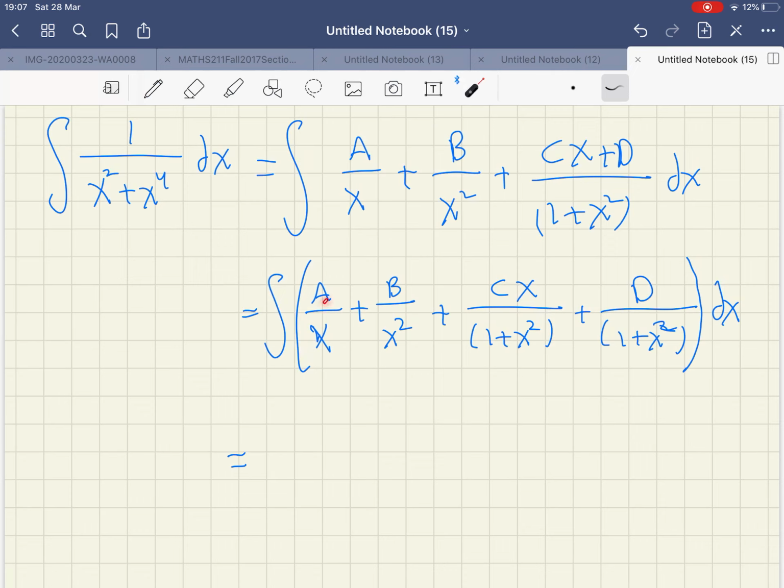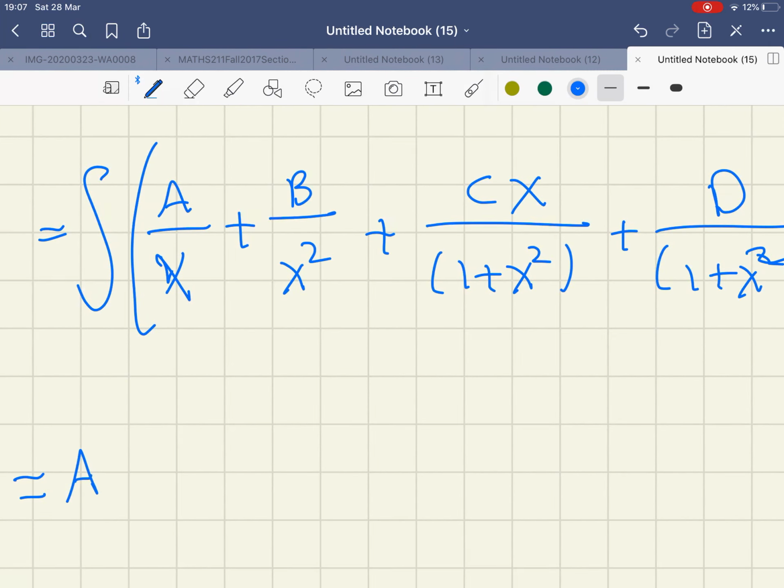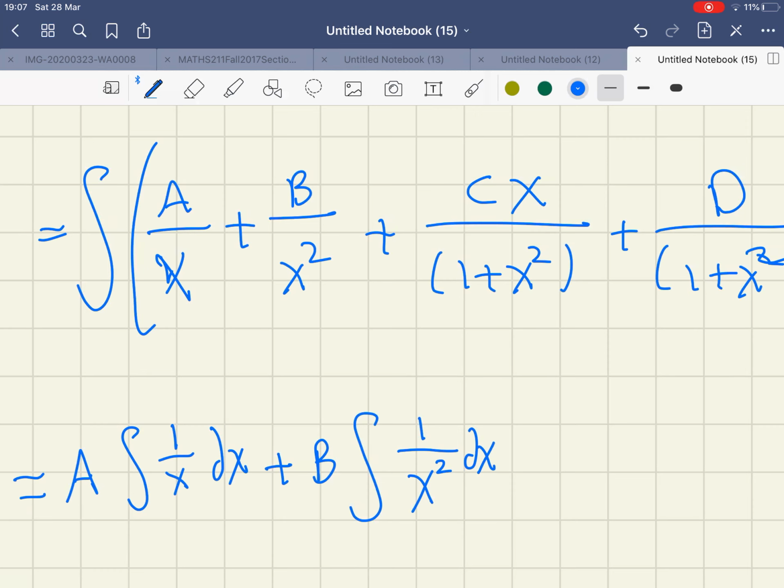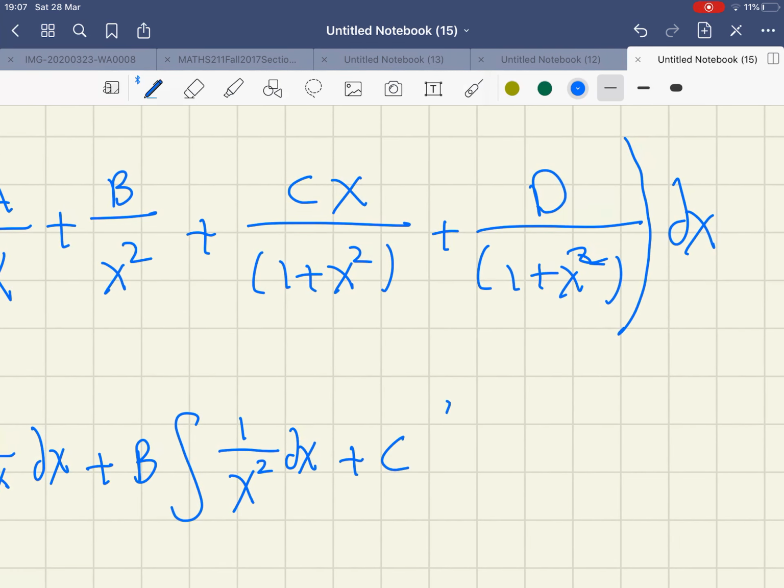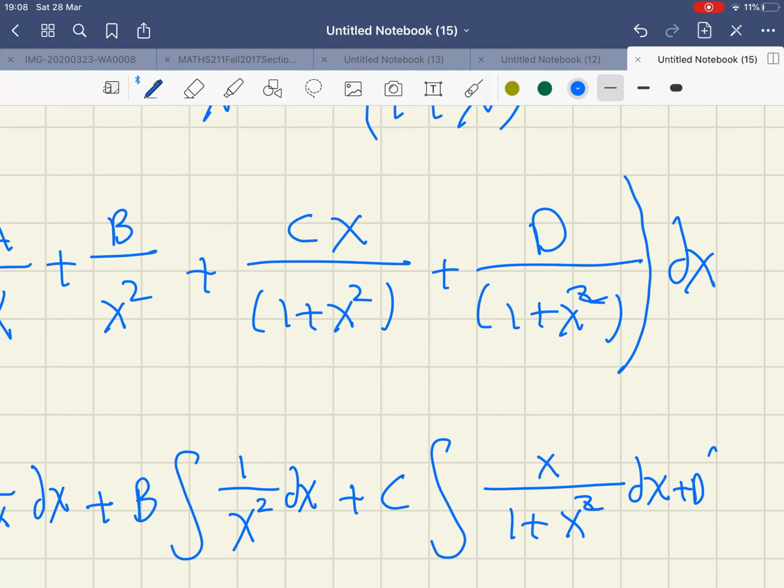I remember, take the constant outside. Let me also take the constant, because it doesn't matter the constant actually. So this will be a integral of 1 over x dx. This is very easy. Plus b integral of 1 over x squared dx. Plus, take the c outside. This is x over 1 plus x squared dx. And finally, I just need to squish it here. D integral of 1 over 1 plus x squared dx.